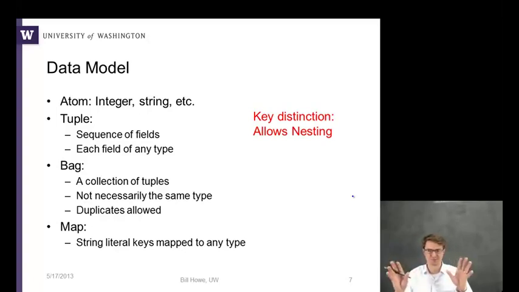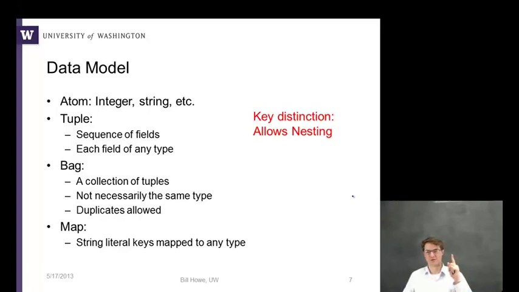Let me just say, the first is a tuple, which is a sequence of fields, and every field can be of any type. They need not be atoms. Okay. And then there's a bag, which is a collection of tuples, always tuples. But those tuples need not be the same type. So this is different than a table, different than a relation. Okay. And it's a bag, not a set.